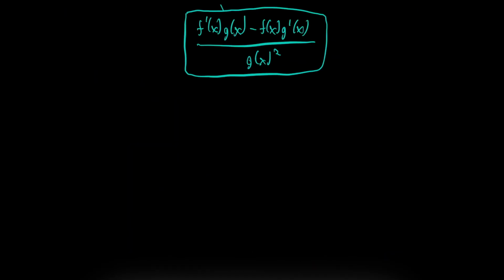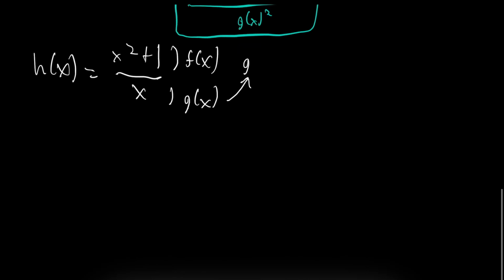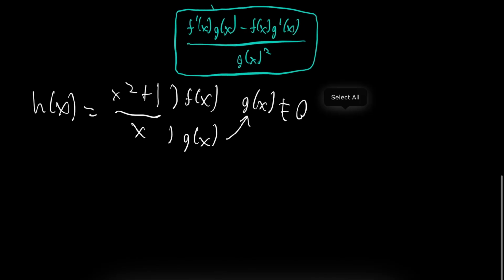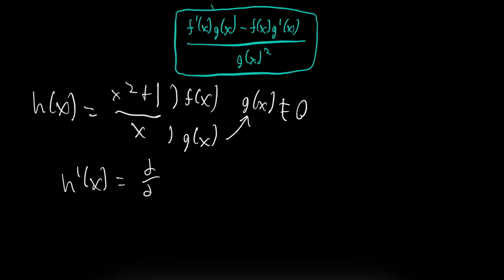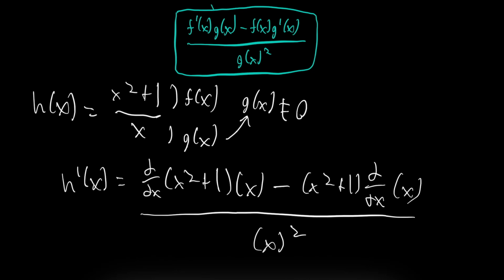All right, let's try an example here. Let's do h of x is equal to x squared plus 1 over x, right? You can consider this as your f of x and this as your g of x. It's important to note that g of x cannot equal 0 for the quotient rule to work, but let's continue on. So h prime of x is equal to the derivative of x squared plus 1 times x minus x squared plus 1 times the derivative of x, over x squared.